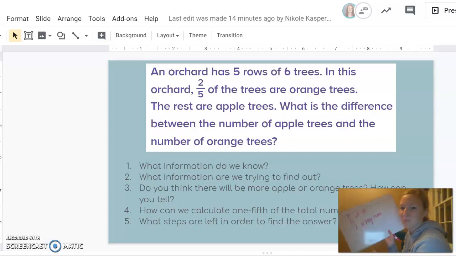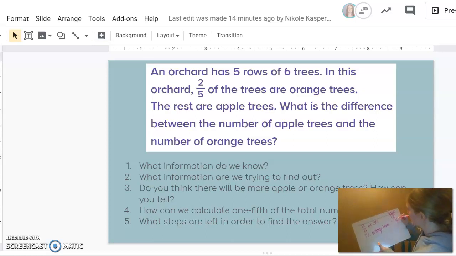We're not quite done, because now we need to figure out how many are apple trees. Well, we decided earlier that we have 30 trees total. So 30 minus the number of orange trees will give us how many apple trees there are. Well, 0 minus 2, I can't do that. I need to borrow from the tens. This becomes a 2. This becomes a 10. 10 minus 2 is 8. 2 minus 1 is 1. So I've got 18 apple trees.